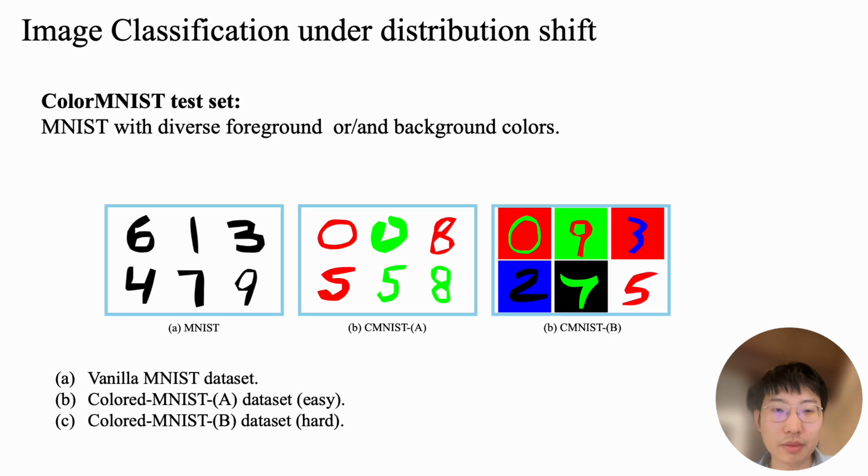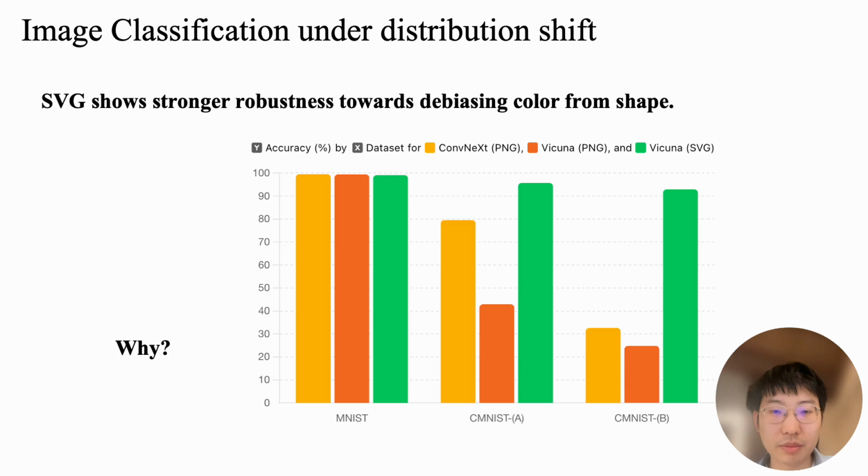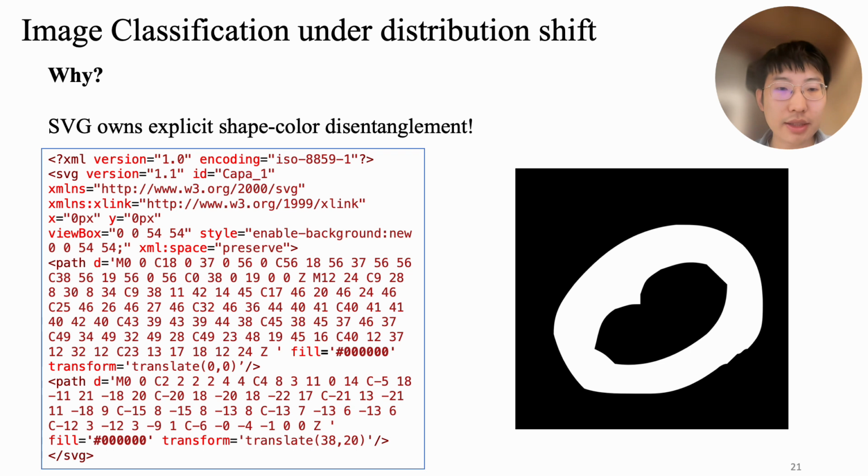Results tell us that SVG format using Vicuna can actually achieve higher accuracy compared to a ResNet-50 on PNG format. Here we further challenge such models under distribution shift, where we curate colored MNIST from MNIST but with diverse background and foreground colors, resulting in colored MNIST A and colored MNIST B, which is harder. Results tell us that SVG format shows stronger robustness towards disentangling color from shape, as you can see from the green bar. So under both colored MNIST A and colored MNIST B, SVG format is much better compared to baselines using rasterized representation.